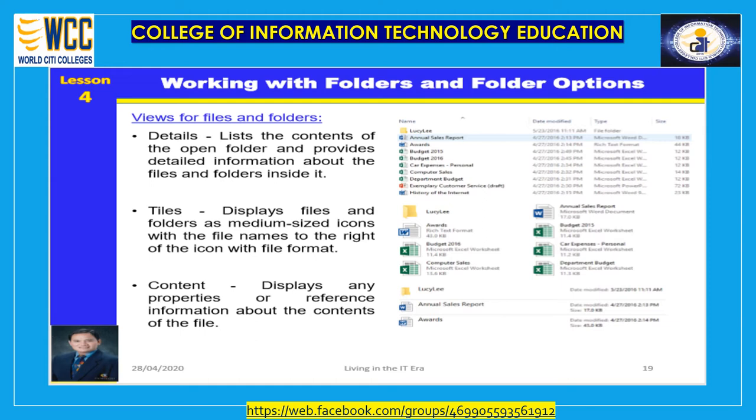And to sort the content by item type, click the Type column heading. Choose the up-facing arrow symbol, which indicates the items are sorted in ascending order, A to Z or 0 to 9. A down-facing arrow symbol indicates the items are sorted in descending order, from Z to A or 9 to 0.